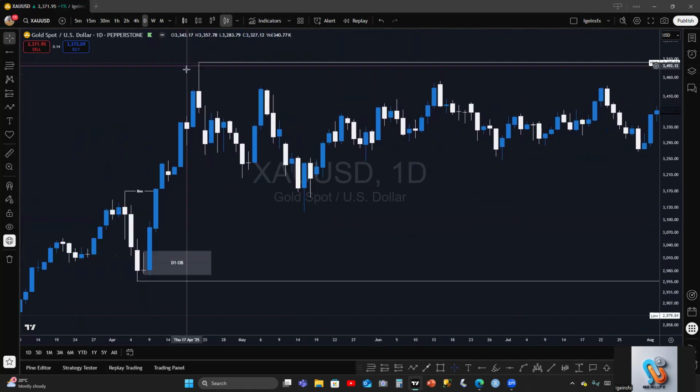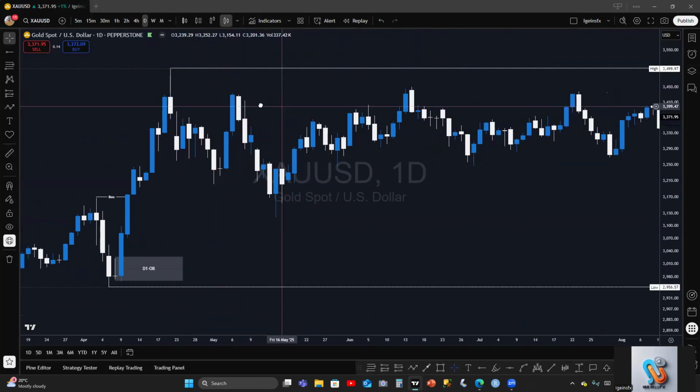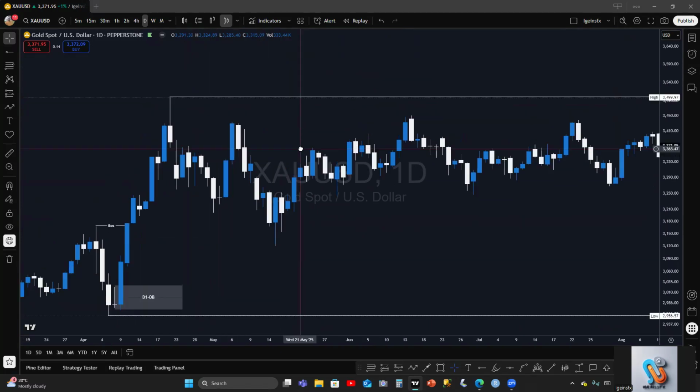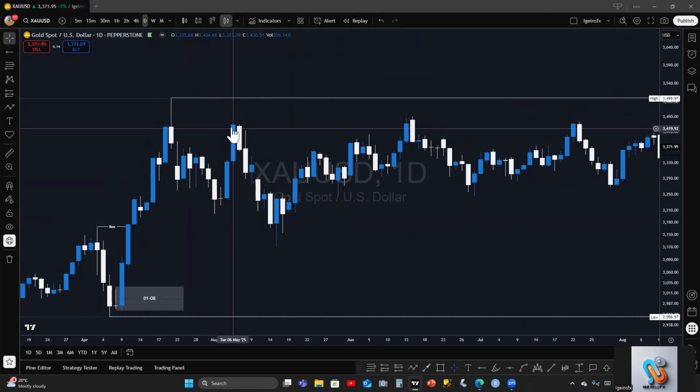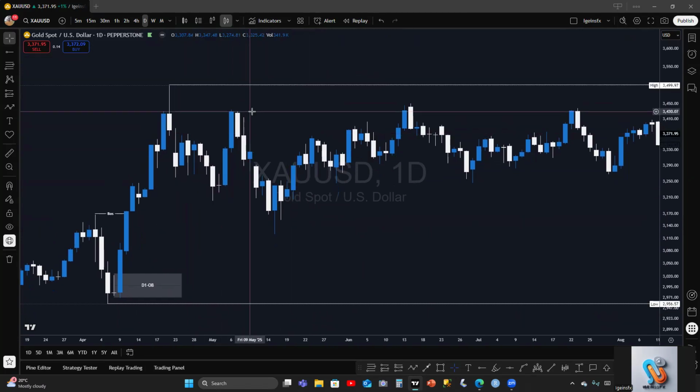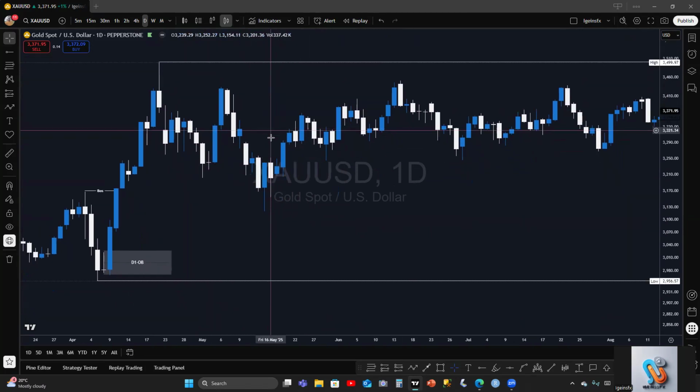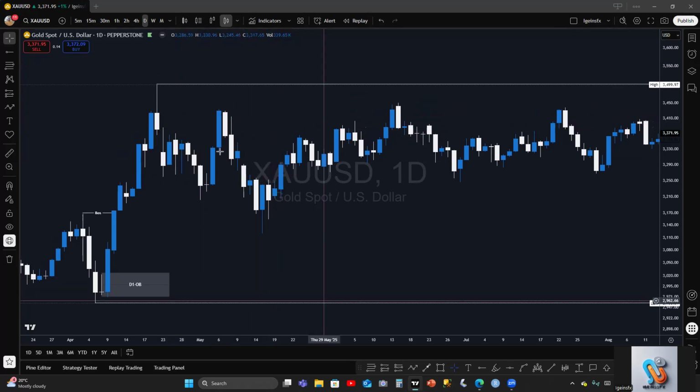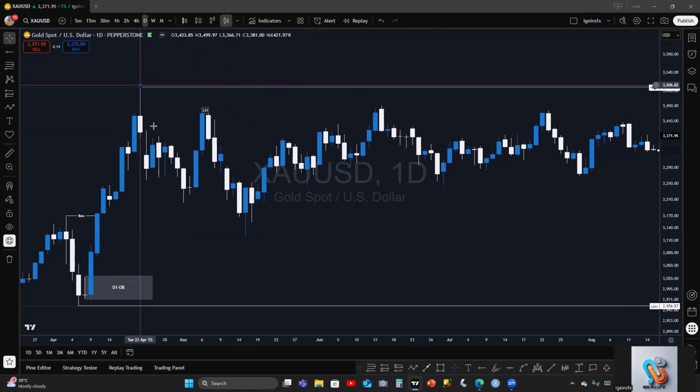So after this push to the upside, break of structure to the upside, price pulled back to this support. Then we saw that the push to the upside was supposed to push above this level, but it stopped shy here. And what happened? Price created a lower high. This is a higher high.